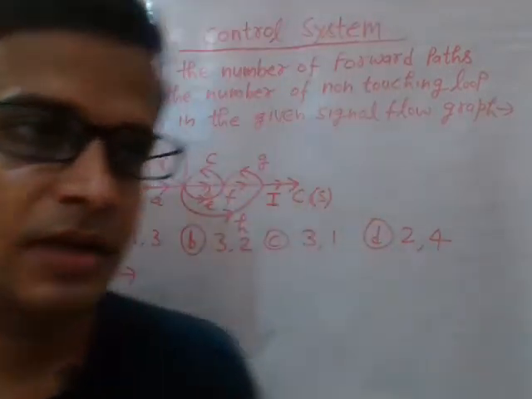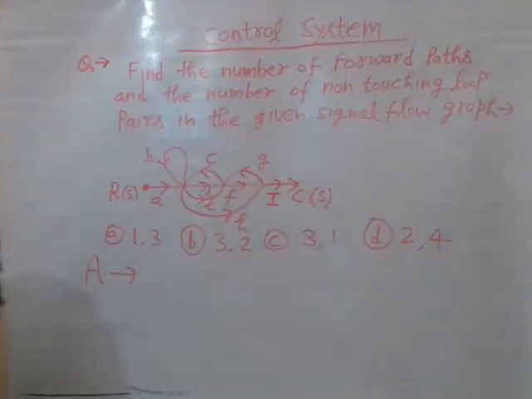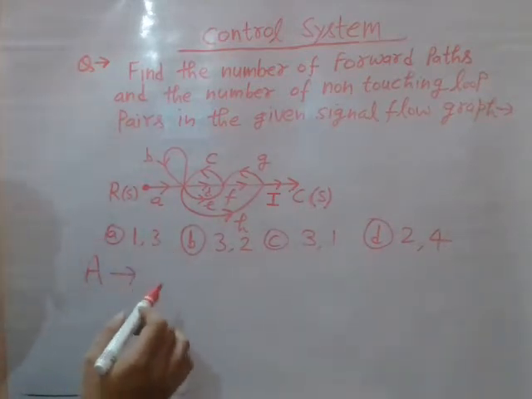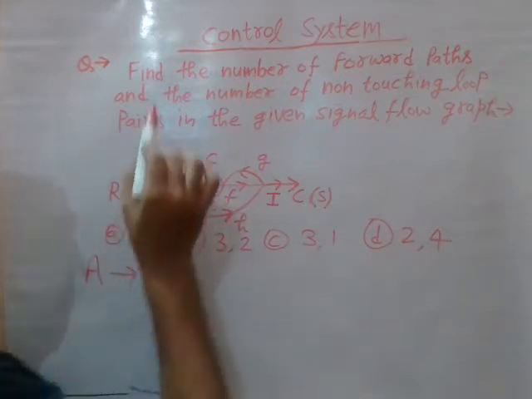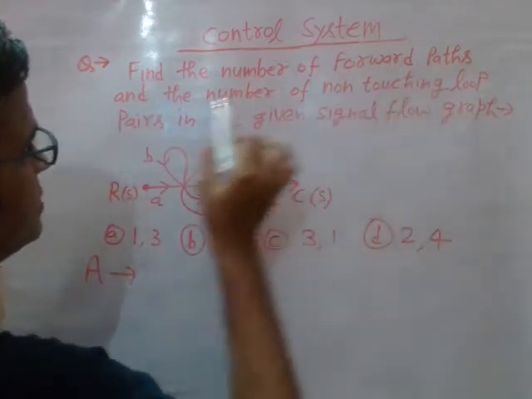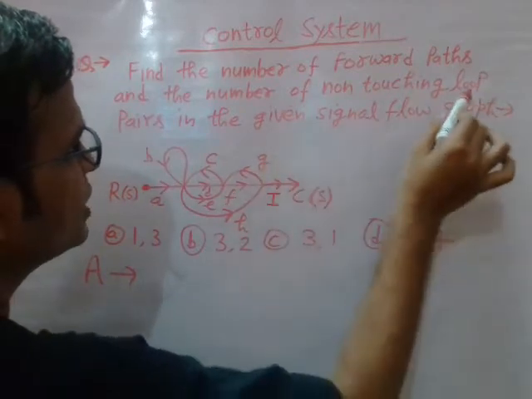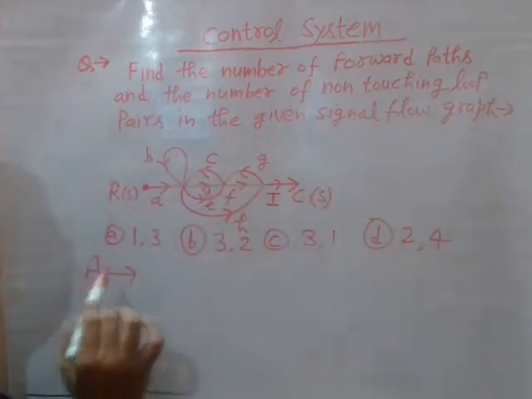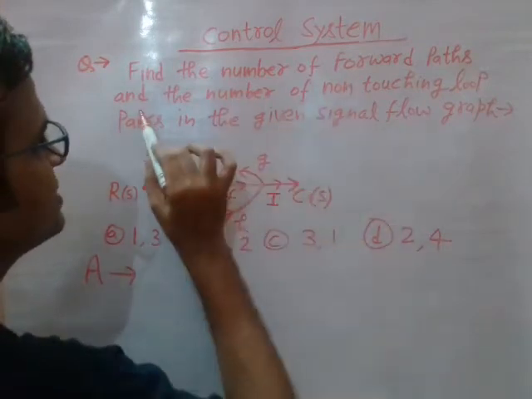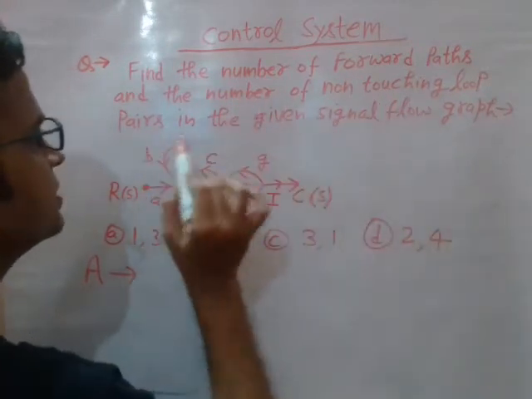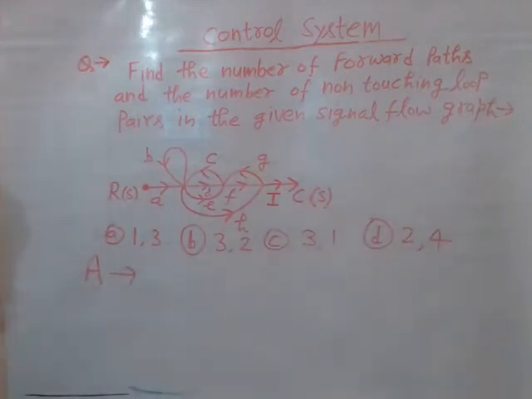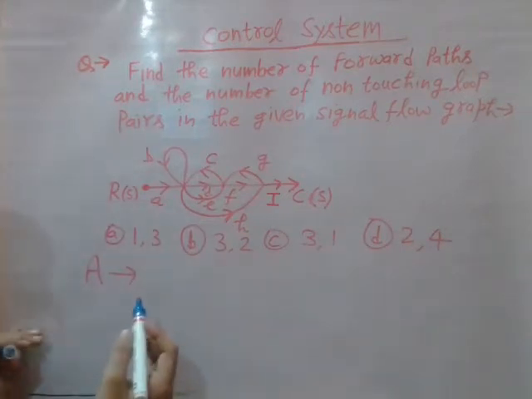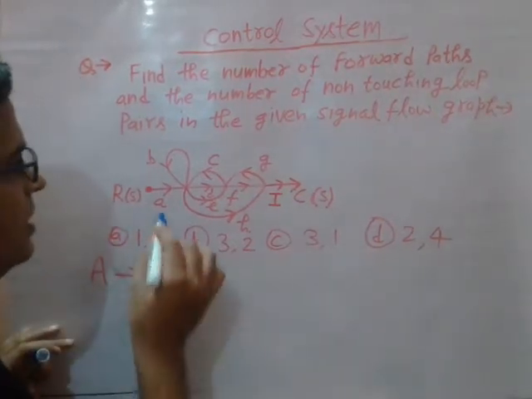This question has been asked in your ESE 2002 examination. It is a control system signal flow graph. Find the number of forward paths and the number of non-touching loop pairs in the given signal flow graph. So this is a signal flow graph, and just have a close look at it.